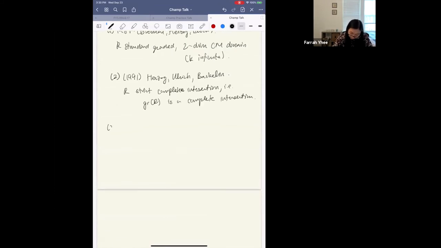And as far as I know, the next big breakthrough came more than a decade later in 2003. I do want to mention that also in 1999, Douglas Haines had some cases as well. But in 2003, the big result is from Eisenbud, Schreyer, and Weyman. And again, this is in characteristic zero, I want to be clear. All Veronese subrings of the polynomial ring.